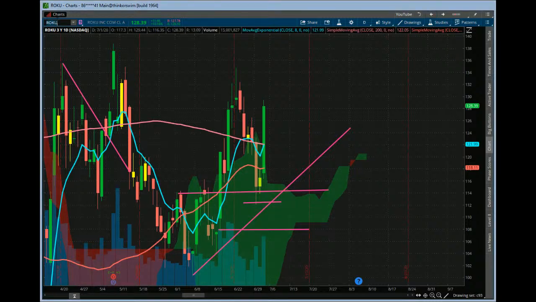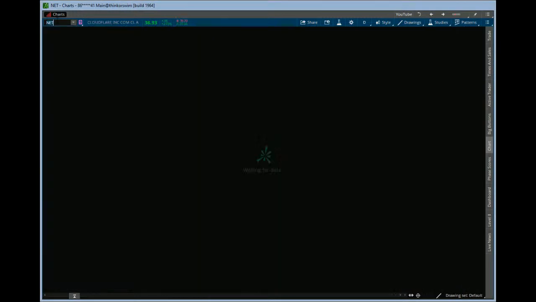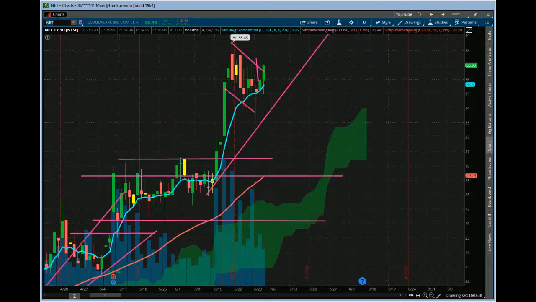So we've got NET. Okay, this is one we've been looking at a couple days here. So looking good in the neighborhood.